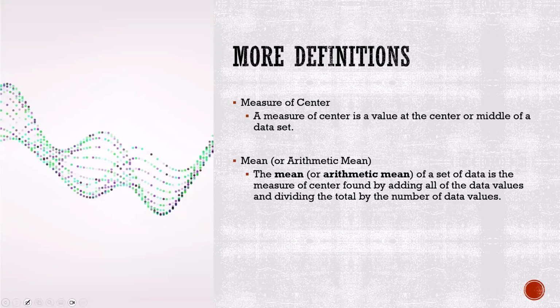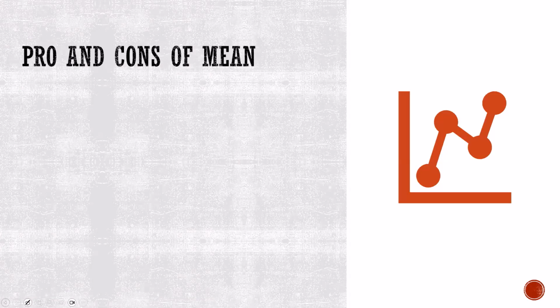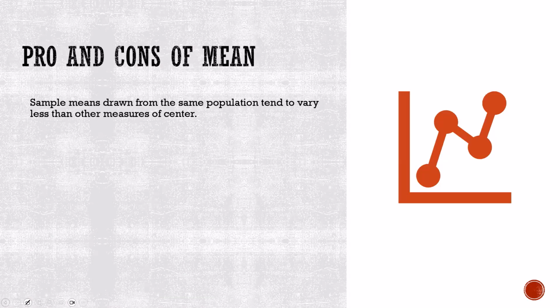I'm sure you've all done this before, right? So the mean is fairly easy to calculate, but it has some advantages and disadvantages. This is something that we'll learn about later, right? We're not doing inferential statistics, but it's good for us to know a little bit about inferential statistics to understand what sort of descriptive statistics are the most useful, right?